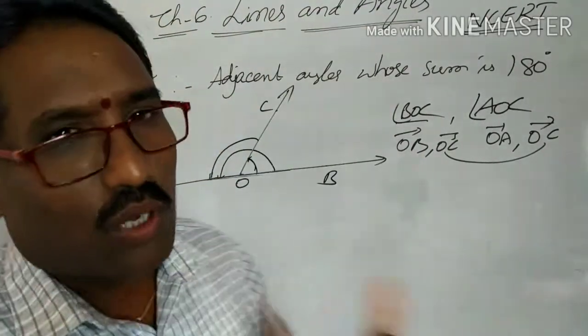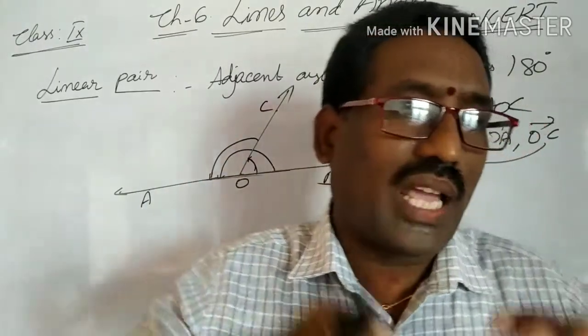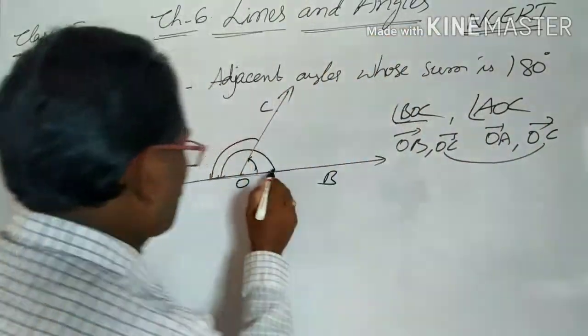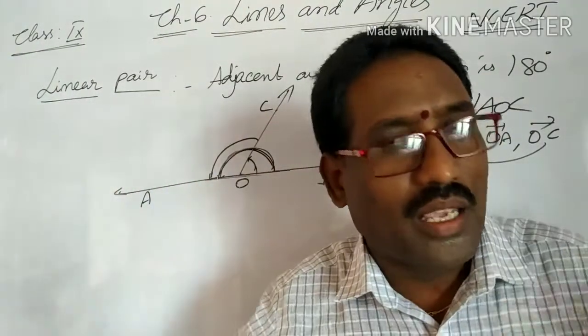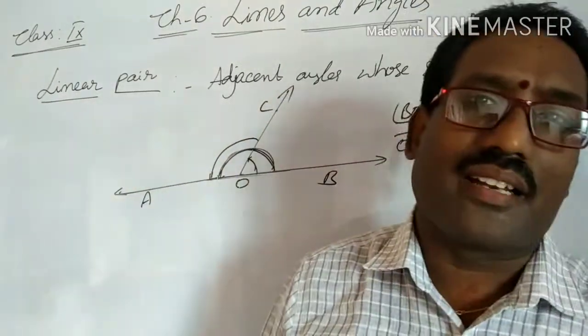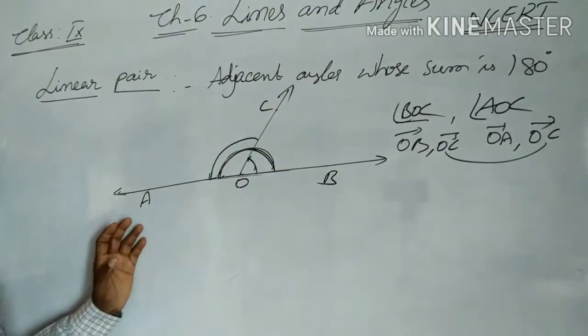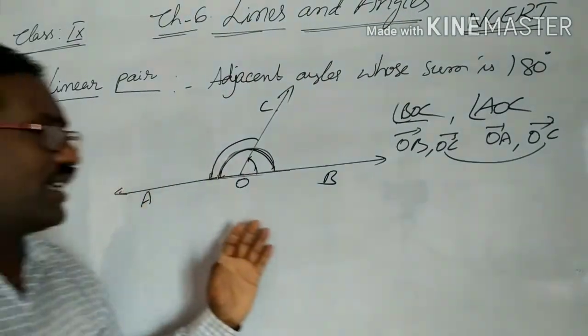OC is between OA and OB. Therefore, these two angles are adjacent. And also, these two angles sum how many degrees? 180 degrees. Why? Because it is a straight line. So, the sum of the measures of the two angles is 180 degrees.